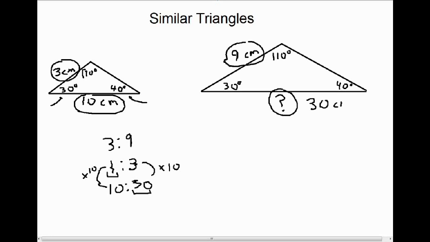Because these are similar triangles, they have the same shape but not the same size, there is a ratio between the lengths of the corresponding sides, and here that ratio is 1 to 3, which we figured out by looking at these two given corresponding sides.